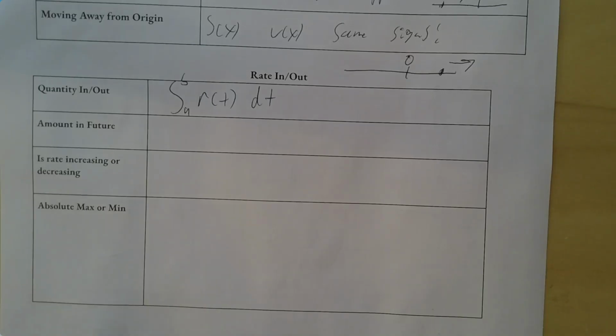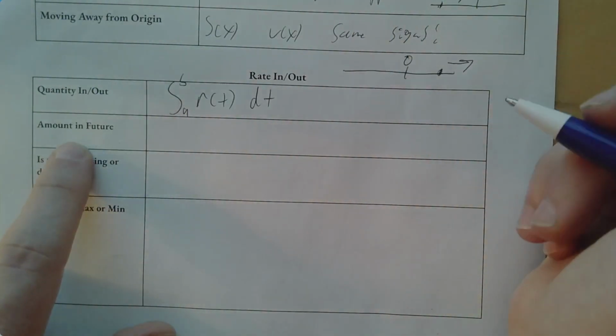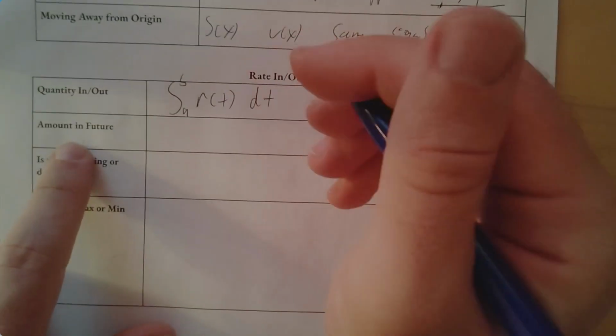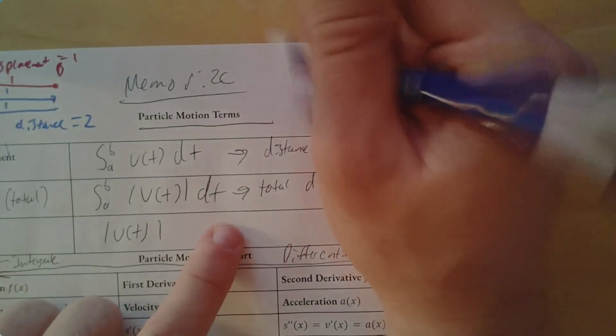It helps a lot. Oftentimes when I'm integrating, you're looking for a quantity of something, a quantity of feet, a quantity of pounds of, you know, lemons, whatever. That will get you the quantity in or quantity out between some a and b. Amount in the future. Weirdly, I didn't talk about that here. Oh, that's wild. Okay, let me go back here for a second. In particle motion terms, a future position. Oh, that's crazy. I didn't mention that.